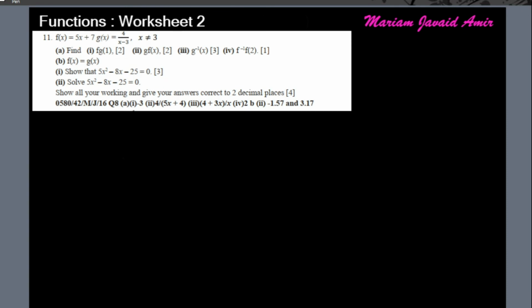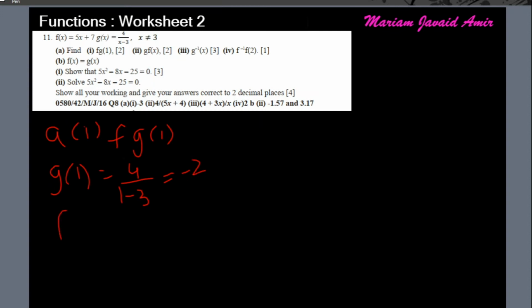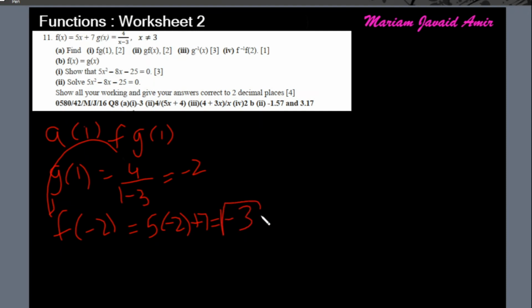Question number 11. Part A. Find fg1. So find g1 first. In gx, replace x with 1. So we get minus 2 here. So this becomes f of minus 2. So in f, change x to minus 2. So we get minus 3.